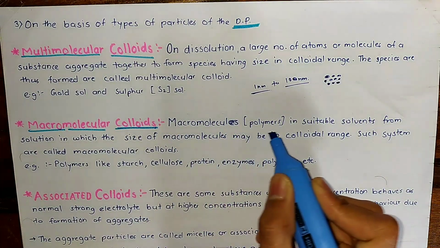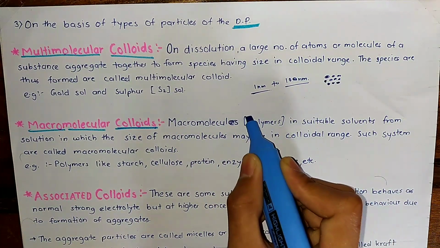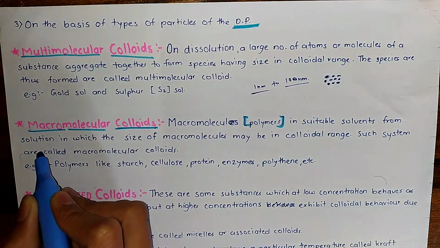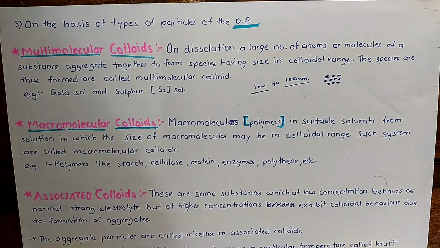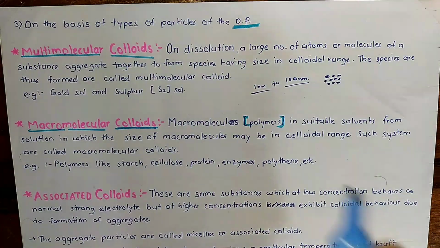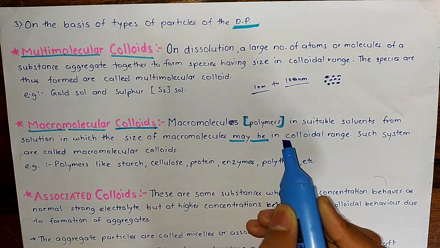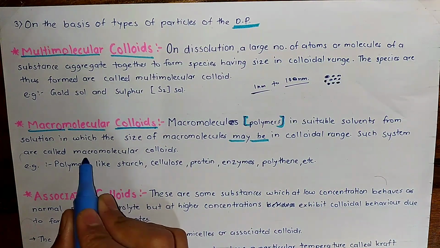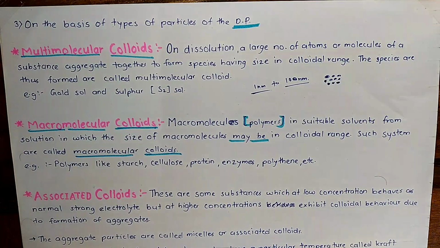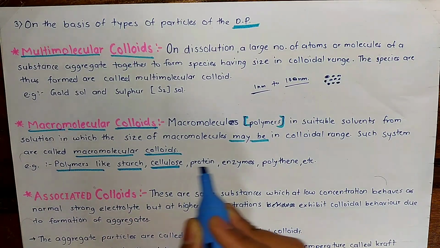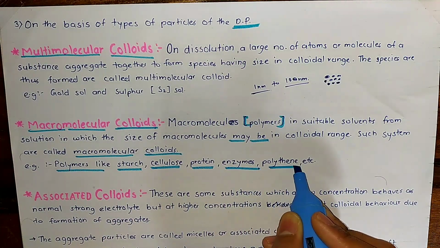Macromolecular colloids: a polymer in a suitable solvent forms a solution in which the size of the macromolecules may be in the colloidal range. Means the word used is "may be" in the colloidal range. Such systems are called macromolecular colloids. Examples are polymers like starch, cellulose, protein, enzymes, and polythene.